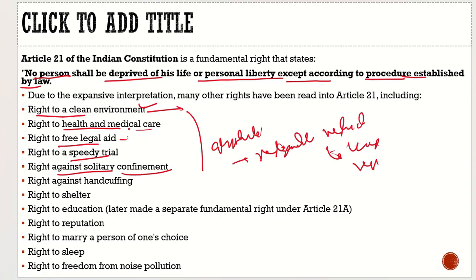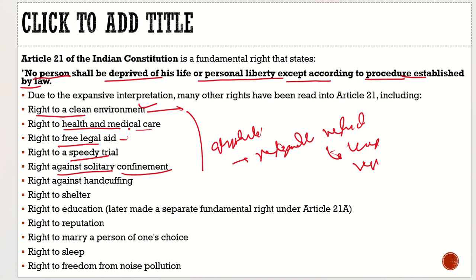It does not only mean that we are breathing, just that you are a living human being. It means that you need to live with dignity. You need to have a clean environment. You need to have health and medical care. You need to have free legal aid. You need to have a shelter. You need to have an education. You need to have a reputation.